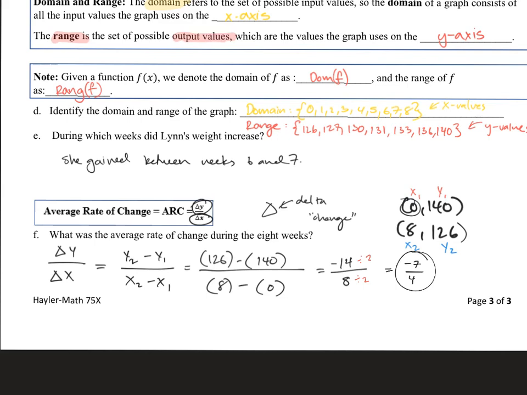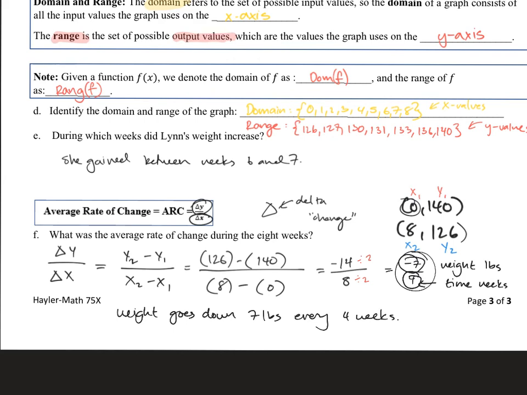So if I read this off, remember my y values, that was my weight. And my x values, that was the time in weeks. So what this is saying is that the weight goes down 7 pounds every 4 weeks. Not bad. Okay, so remember once again, I read that because the x values are my time and the y values were my weight. And that is it for Chapter 3, Cluster 1. Please email me if you have any questions.